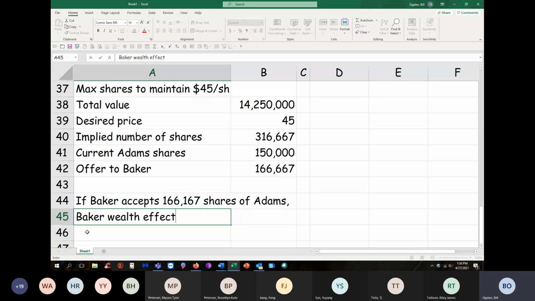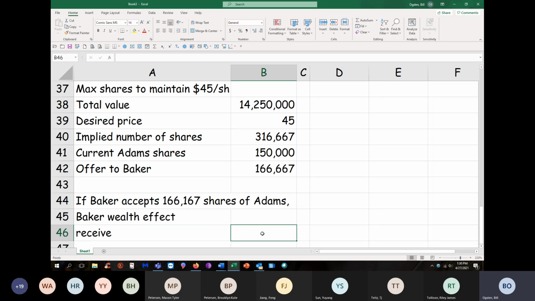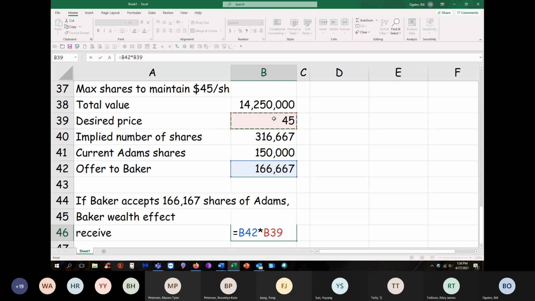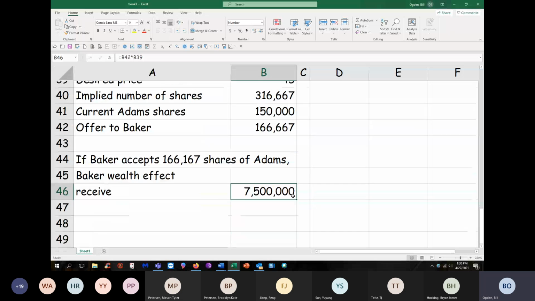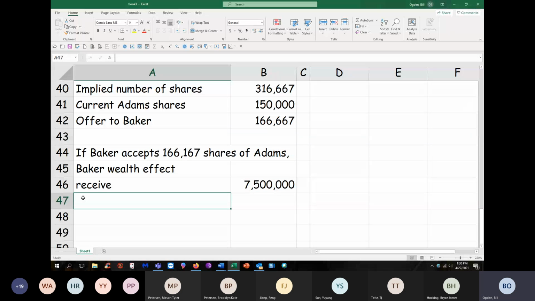Baker's wealth effect, okay. What do they receive? Well, they will receive 166,667 shares. And the whole goal here was to keep that price at $45. So these shares they receive should be worth $45 per share. Of course, if I did 166,667 it would be a little bit different. But without rounding, they receive $7.5 million in share value. What do they give up?